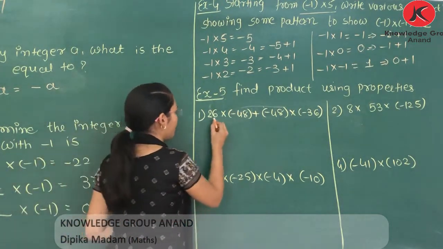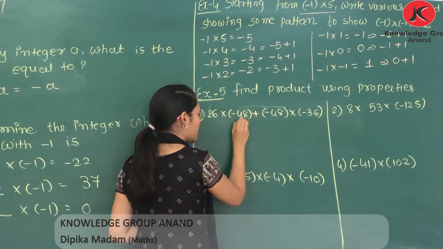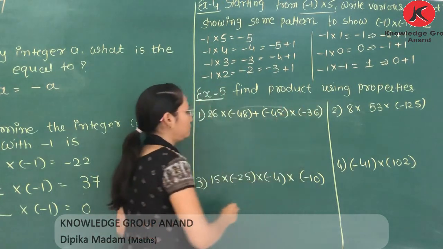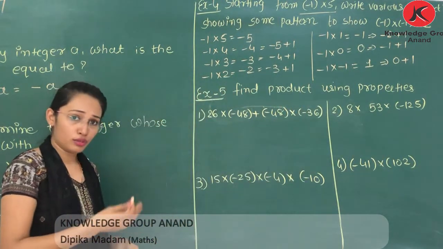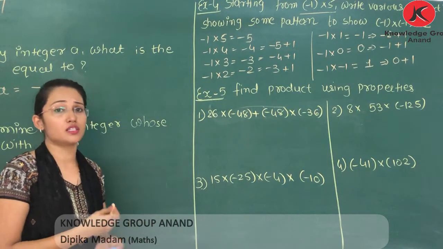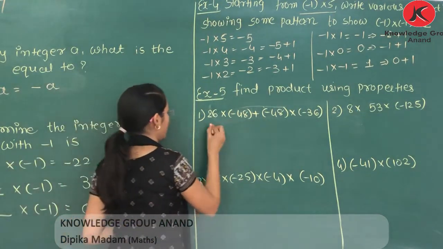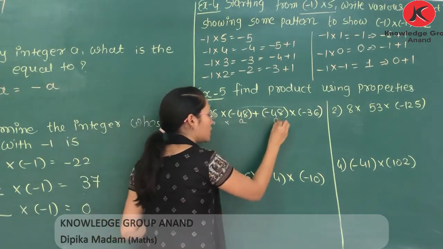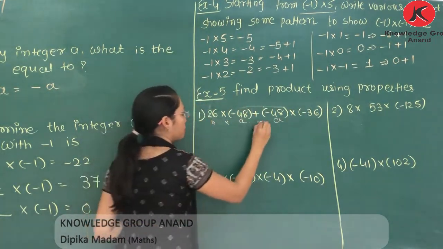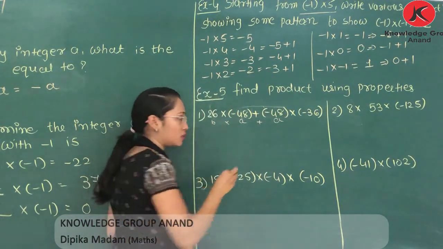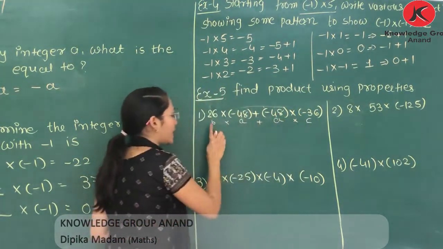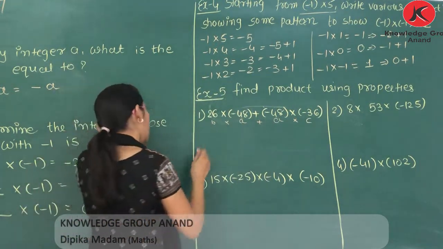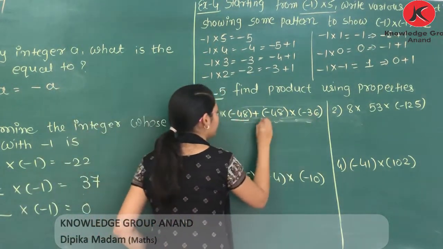Here first example, 26 multiply -48 plus -48 multiply -36. Can you remember any property? This is the distributive property. How can we say that? If this is B, we can say A. Why is this A? Because here it is also A. Both are the same, so we made it A. C. So we can write A multiply B plus A multiply C. This is the distributive property.